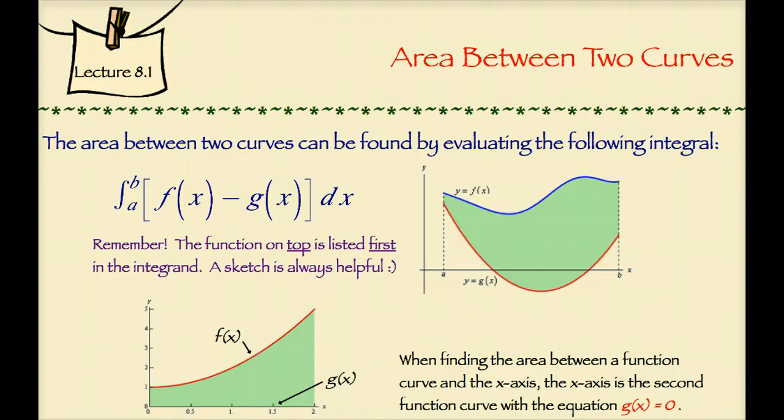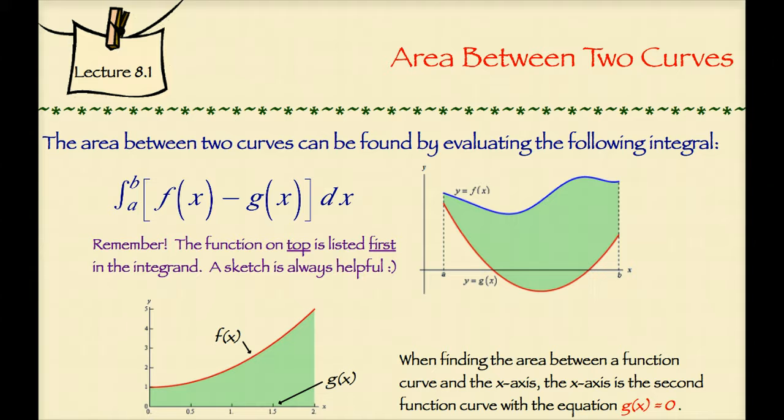The area between two curves can be found by evaluating the following integral: f of x minus g of x dx from a to b. And that's referring to this diagram, y equals f of x, y equals g of x on the interval from a to b. Remember, the function on top is listed first in the integrand, and a sketch is always helpful in determining which function curve is on top of the other.